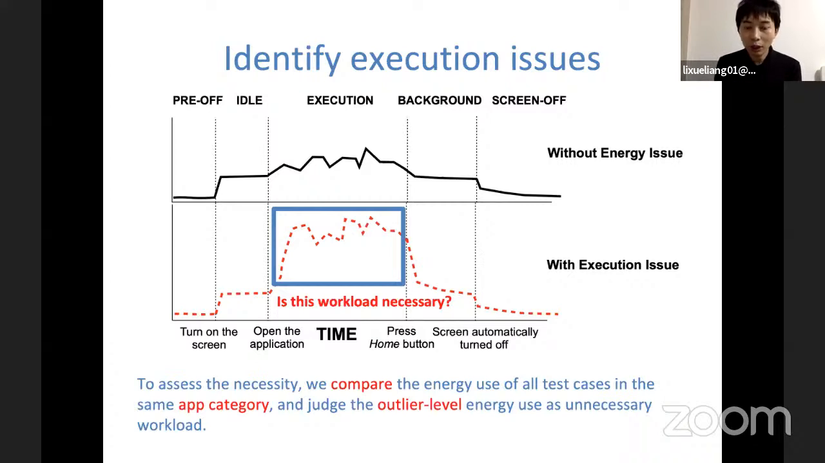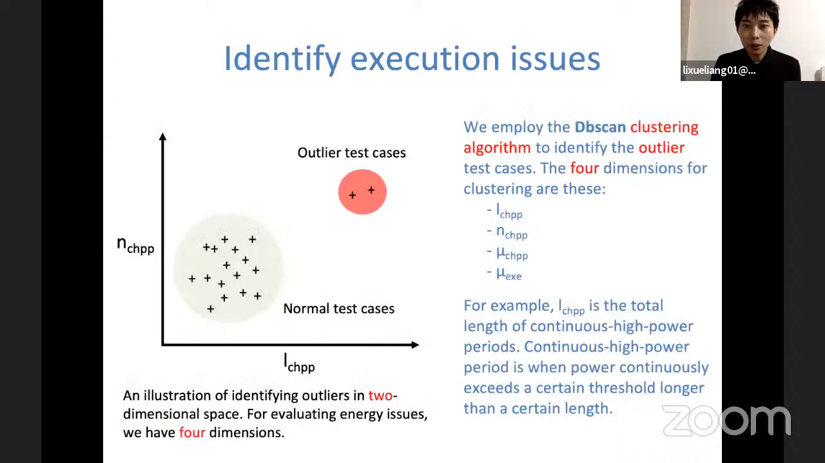Our solution is to compare the energy use of all test cases in the same app category and judge outlier-level energy use as unnecessary workload. Our motivation is that usually the normal use of energy can satisfy users. If the energy use is at an outlier level, at an exceptionally high level, then it's suspected of suffering from energy issues. So the next question is how to identify outlier-level test cases.